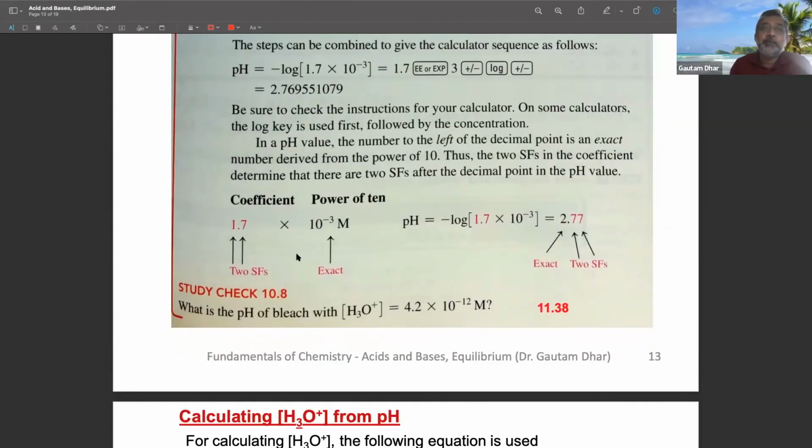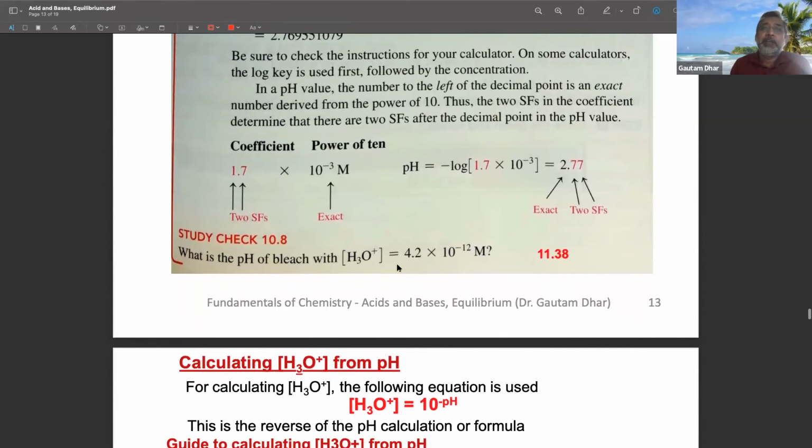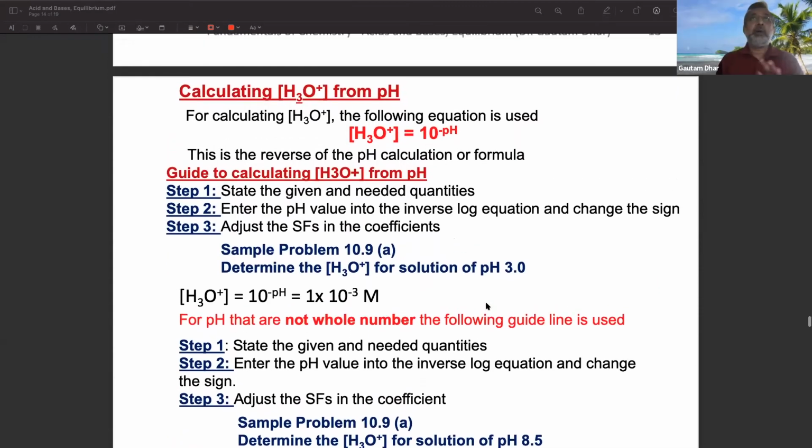Okay, try this one. 10.8. And then you will do the reverse, pH to concentration. 11.38. Yep, that's correct. That's very good. So the opposite: you go from pH to H3O plus, the formula is 10 to the power minus pH. You just raise the whole thing to the power of 10. Okay, so you're reversing the calculation. So 10 to the power minus pH.